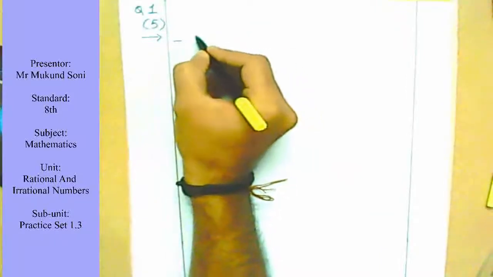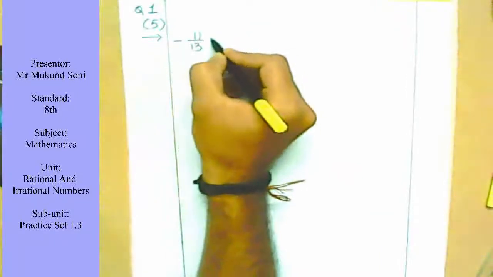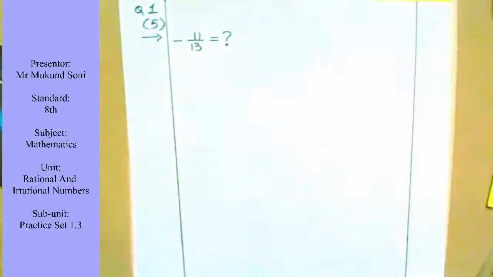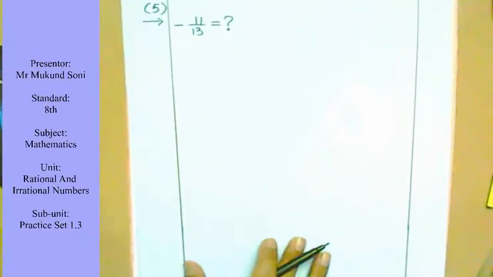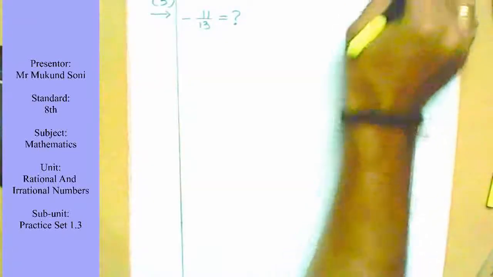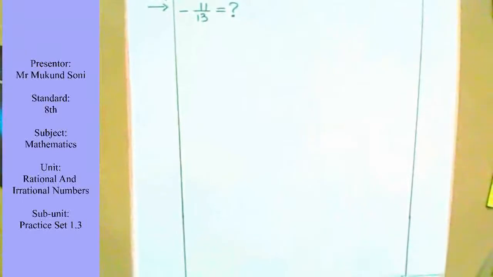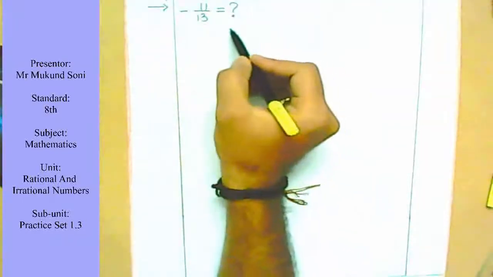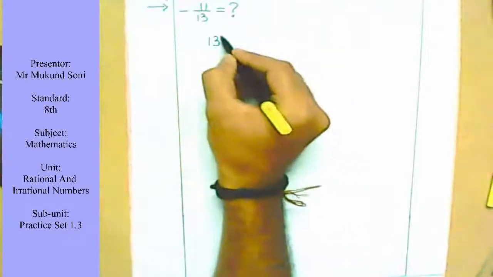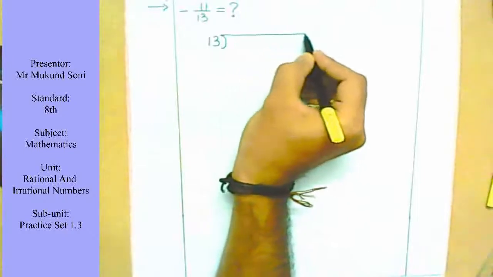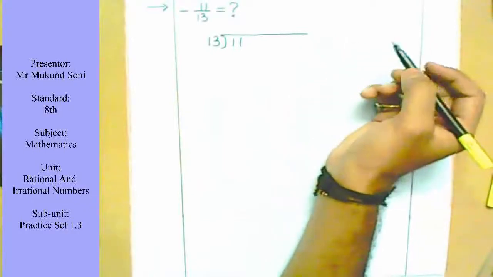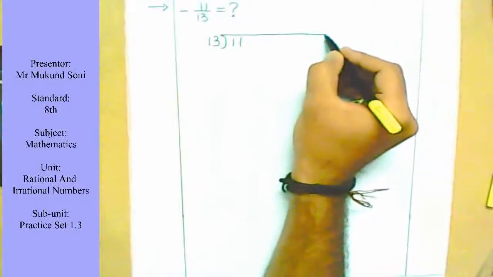Let's write the question, that is negative 11 upon 13 is equal to how much? Now this is also another example of a rational number with a negative sign. Whenever you have such kind of numbers with a negative sign, you do not take the negative sign in your long division. Then what do we do? We take 13 as the divisor, and 11 will be your dividend. You will place the negative sign at the end of the answer as it is. Keep that in mind.